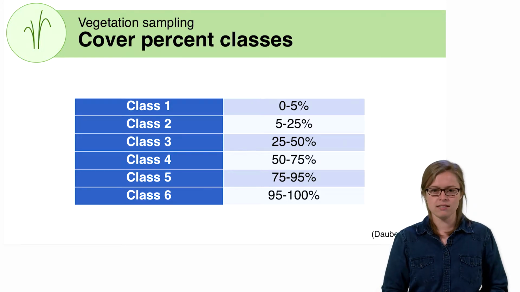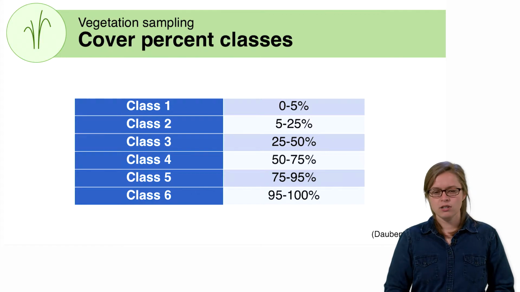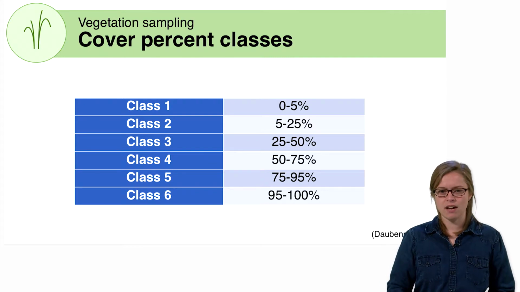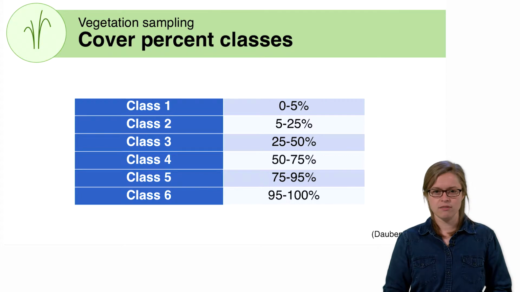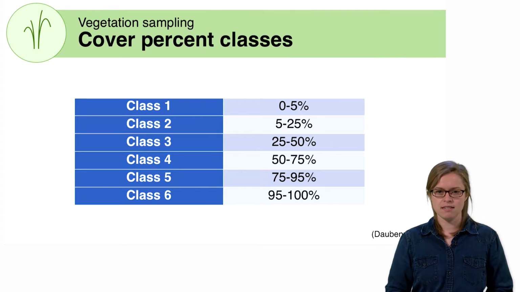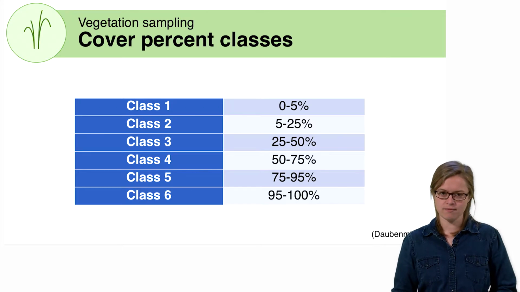So we'll be using these Daubenmire cover classes in our percent estimates. In estimating the percent cover of a plot, you'll be indicating whether the cover type is covering 0 to 5%, 5 to 25%, 25 to 50%, 50 to 75%, 75 to 95%, or 95 to 100%.